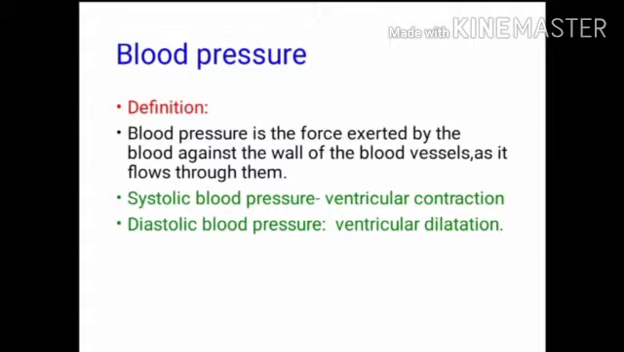And what is the meaning of diastolic blood pressure? That means when the ventricles dilate, whatever pressure is over the wall, that pressure is called the diastolic blood pressure. In that, mainly two conditions: first, hypertension and second, hypotension.